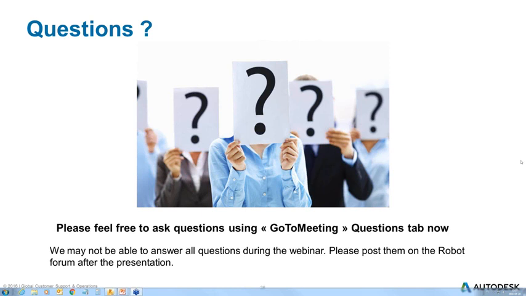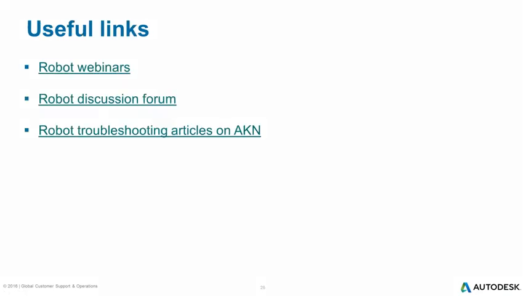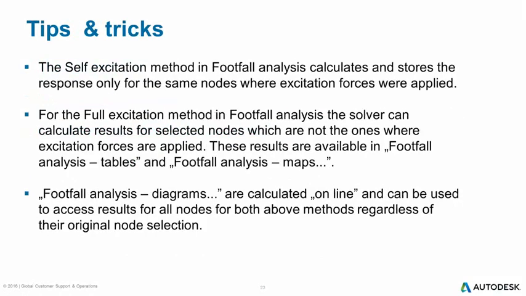Arthur, can you explain the difference between full excitation and the self-excitation? Okay, so that was, I think, covered in one of the slides. So let me try to go back. You can see the basic difference is that for self-excitation you cannot see the results in nodes in which you haven't defined the excitation, whereas for full excitation you can.